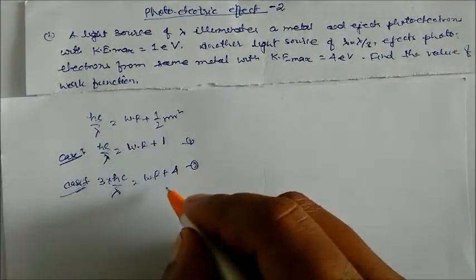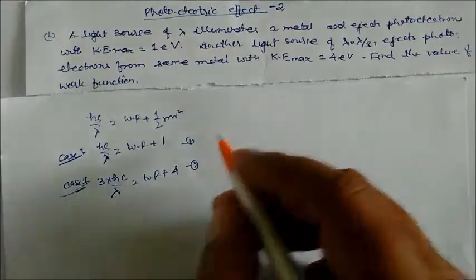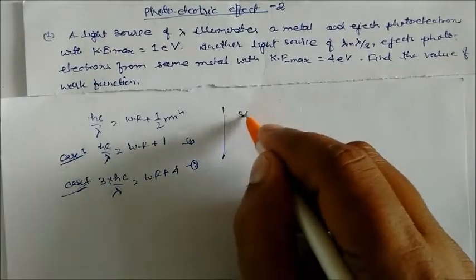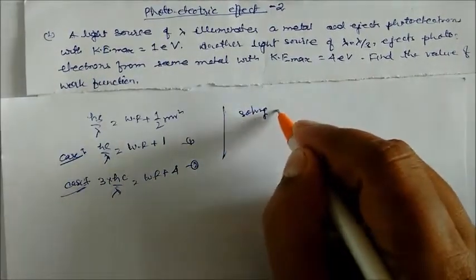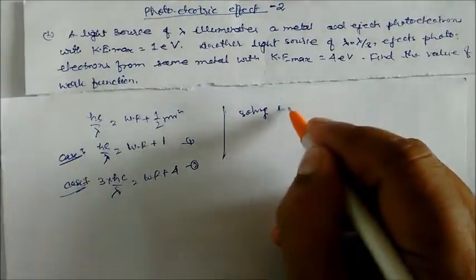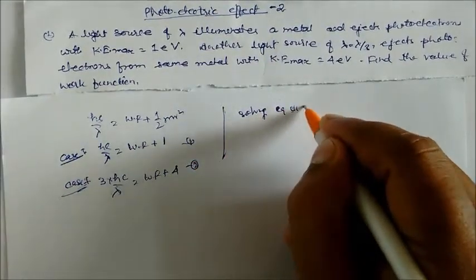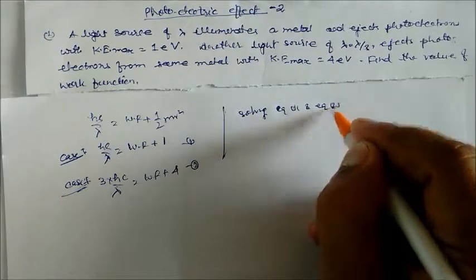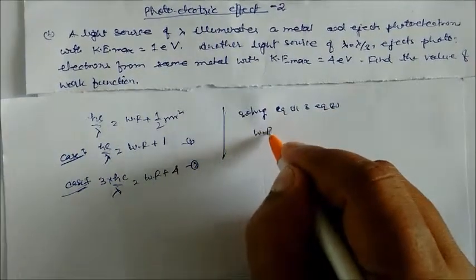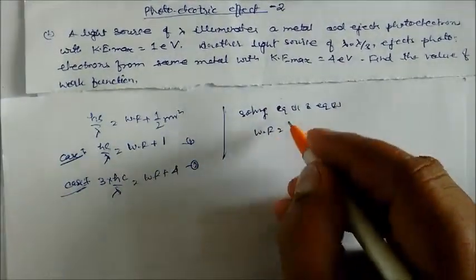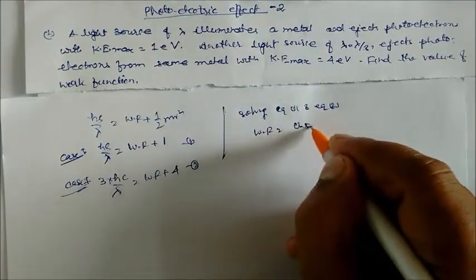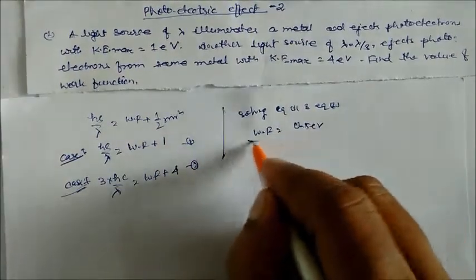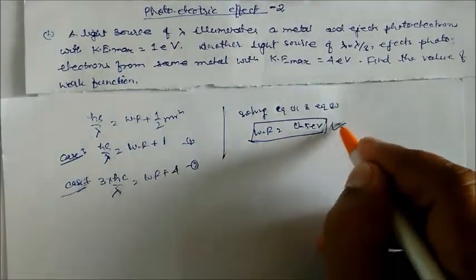So from case 1 and case 2, solving equation 1 and equation 2, we will find the work function is nothing but 0.5 electron volt. So this is our answer.